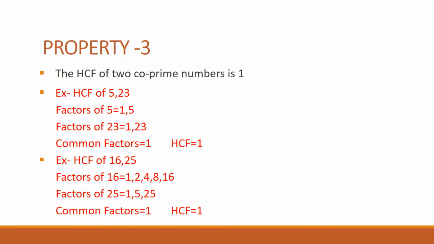Take another example. Now you can see here 16 and 25. They are composite numbers. Factors of 16 are 1, 2, 4, 8 and 16. And factors of 25 are 1, 5 and 25. Again, you can see the common factor is only 1. So, HCF of these two numbers is only 1. So, we know the property that if the numbers are co-prime, then HCF is 1, and HCF of two co-prime numbers is 1.